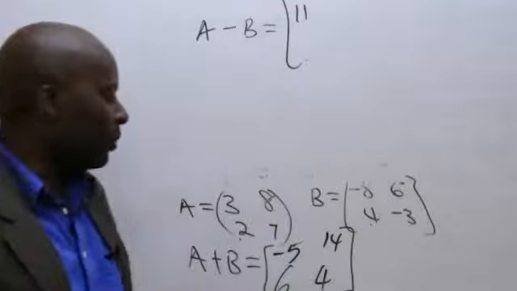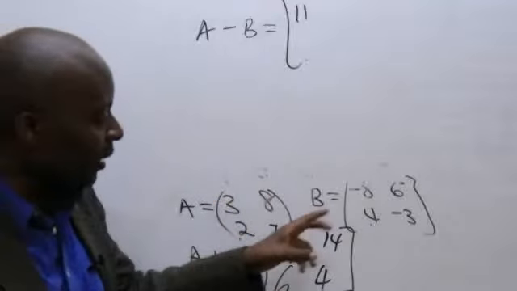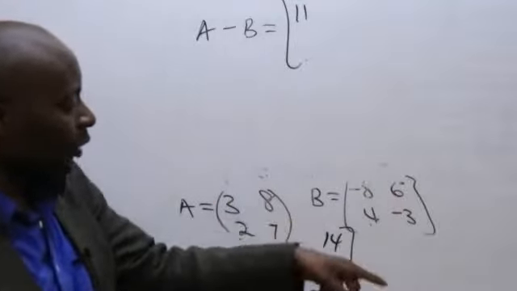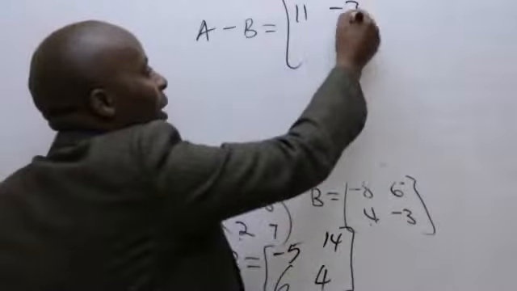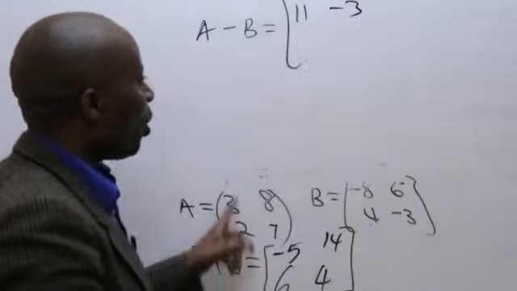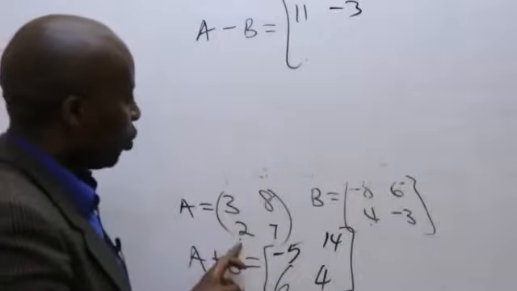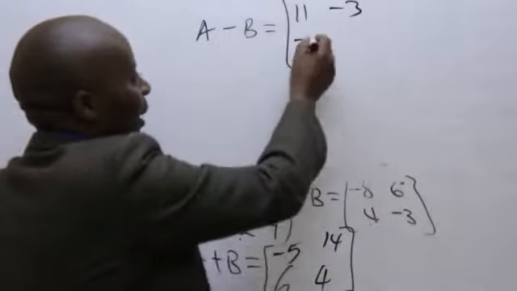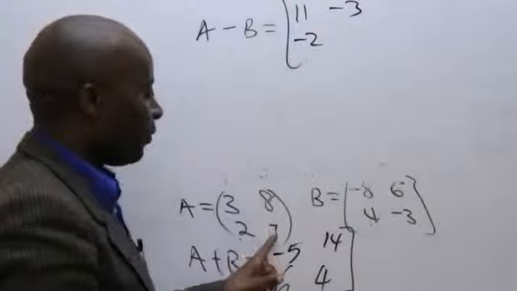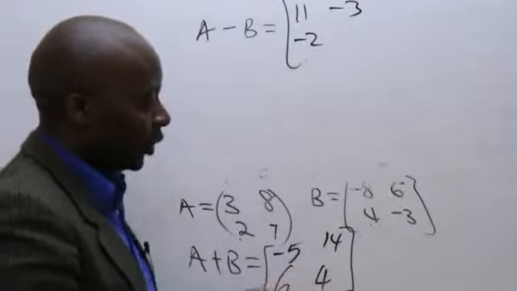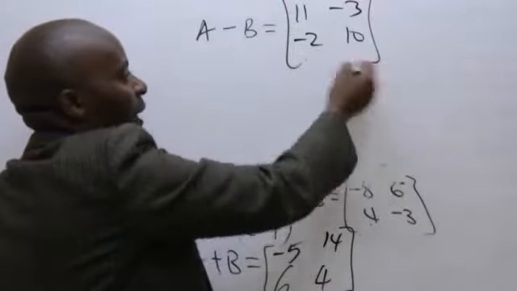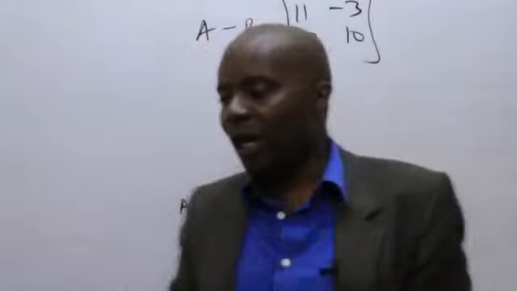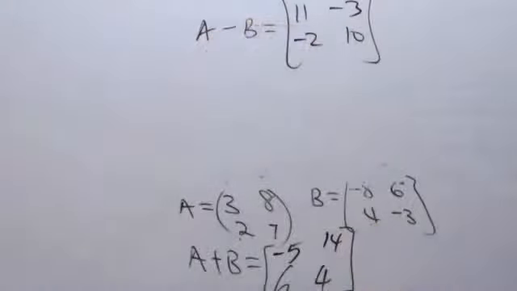From there, we have 3 minus 6, that will give us minus 3. Then 2 minus 4 gives us minus 2. And then 7 minus 3 gives us 4. Is there anybody who has any question regarding addition and subtraction, before I go to the past papers as Benjamin advised us to do?